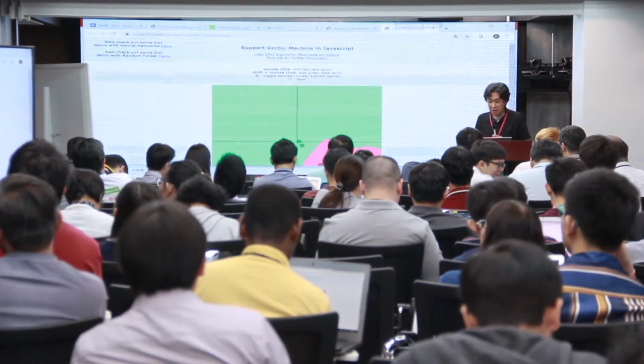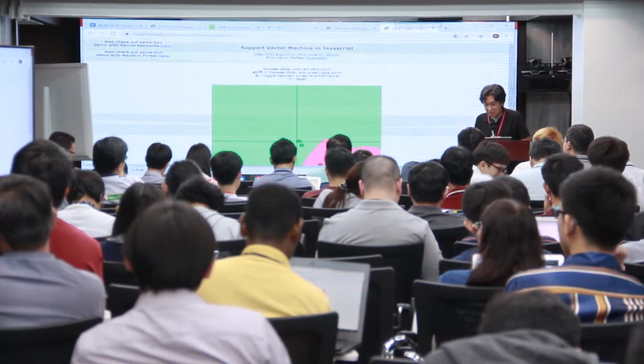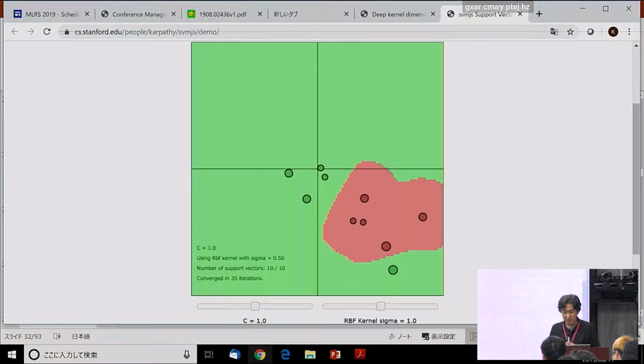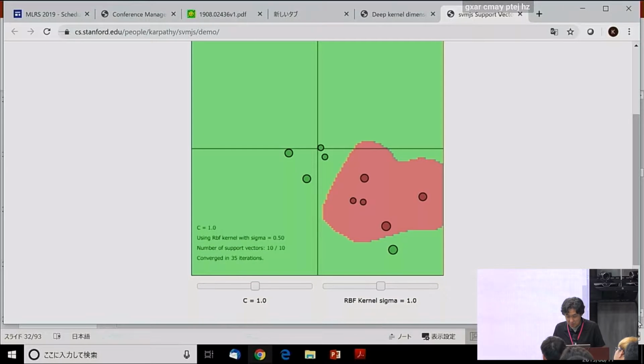This is a kind of toy problem given in JavaScript, and I just want to play with it. The red points and the green points are classified by the support vector machine. The C here is a parameter to balance the trade-off between the constraint and the large margin objective function. This uses the RBF kernel, and sigma is a bandwidth parameter. We can adjust it.